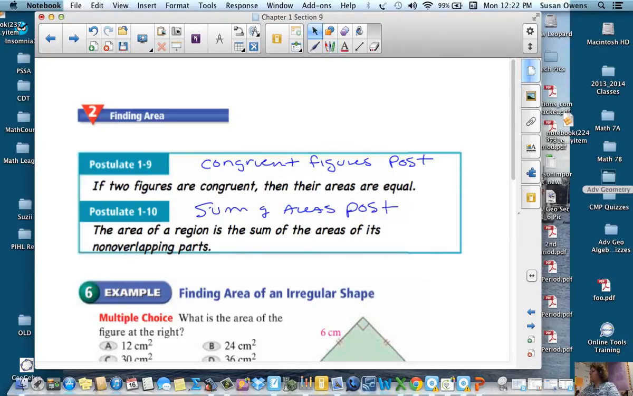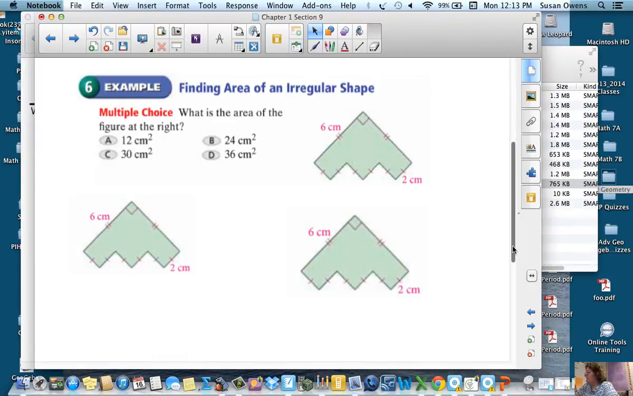And like all of these, you notice these are not book named postulates, so we're naming them ourselves. As long as you have the main parts, like sum areas, then you're okay with naming it. So if you called it the areas of sum postulate or something like that, I'd be fine with it.